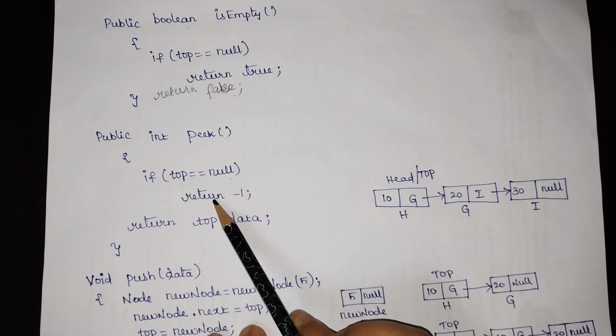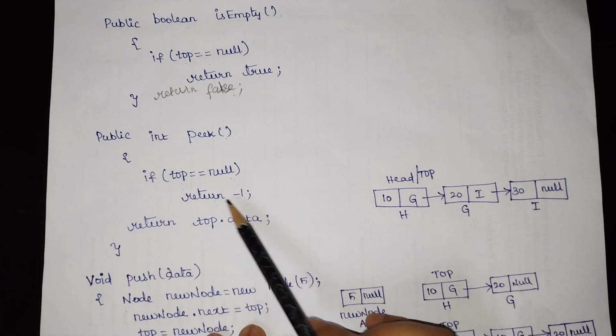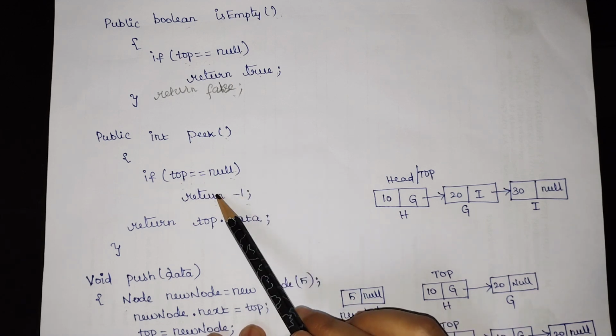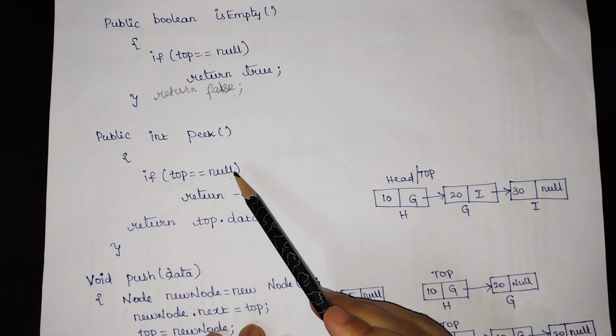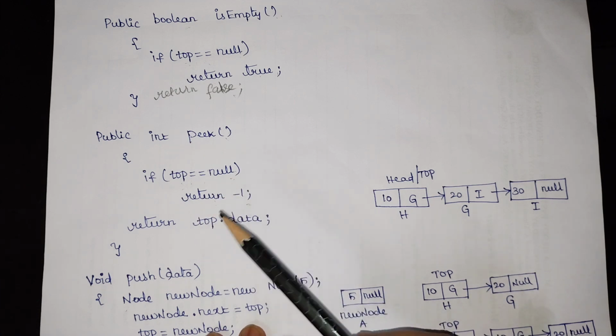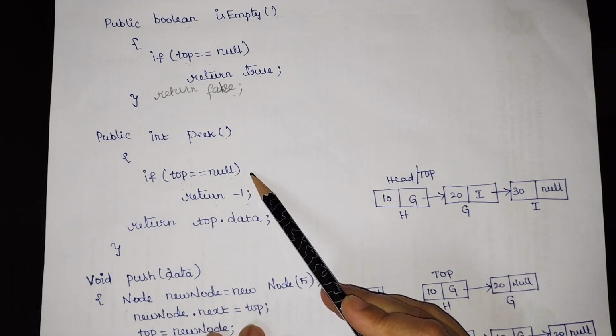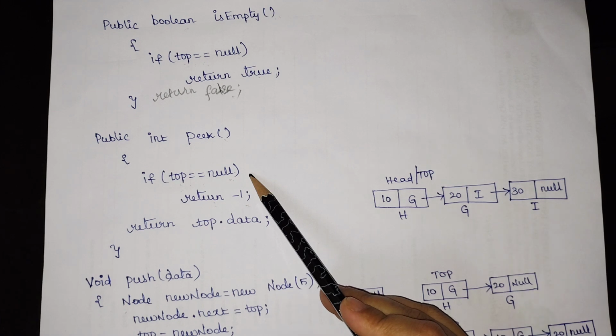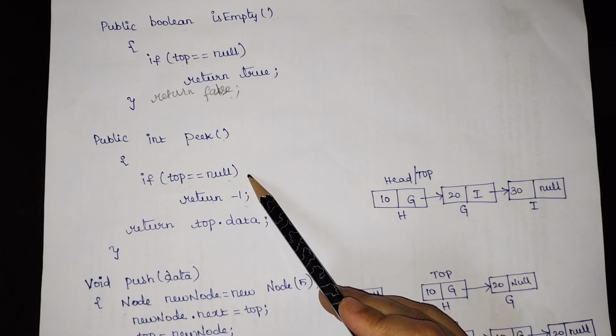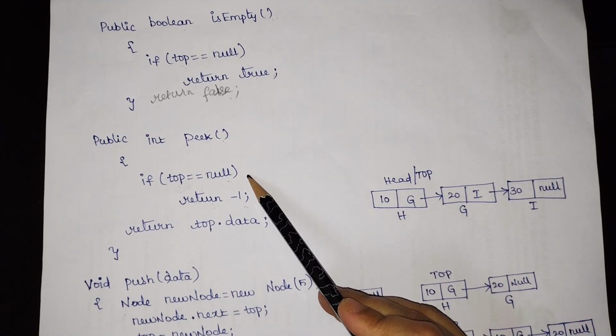If it is empty, you're not going to return anything, you're just returning -1. Otherwise, what if your top is not equal to null? What if your stack is not empty, and it has some elements? Then what are you going to return? You are going to return the data value of the node that is present at the top of the stack.